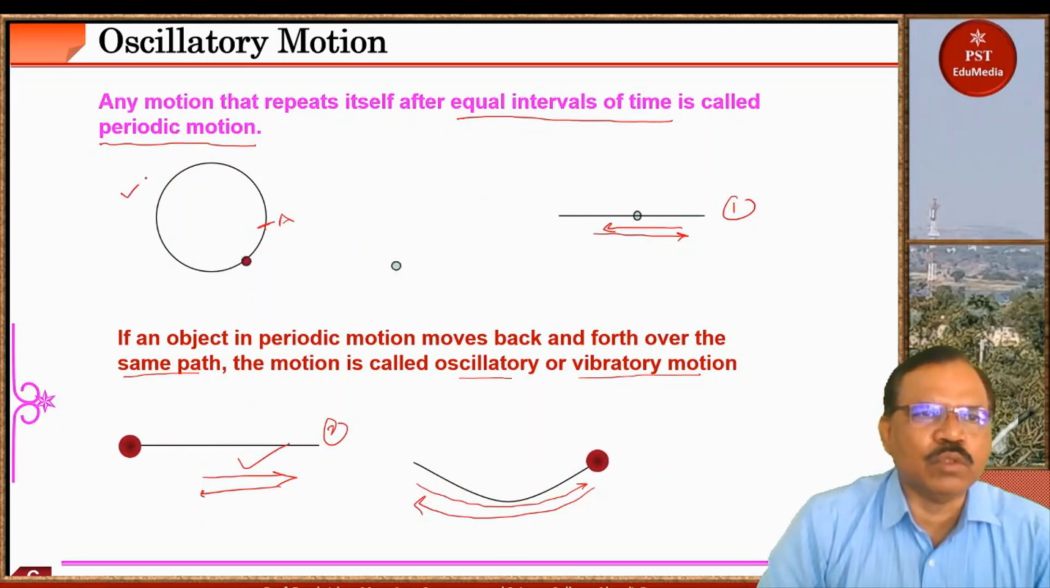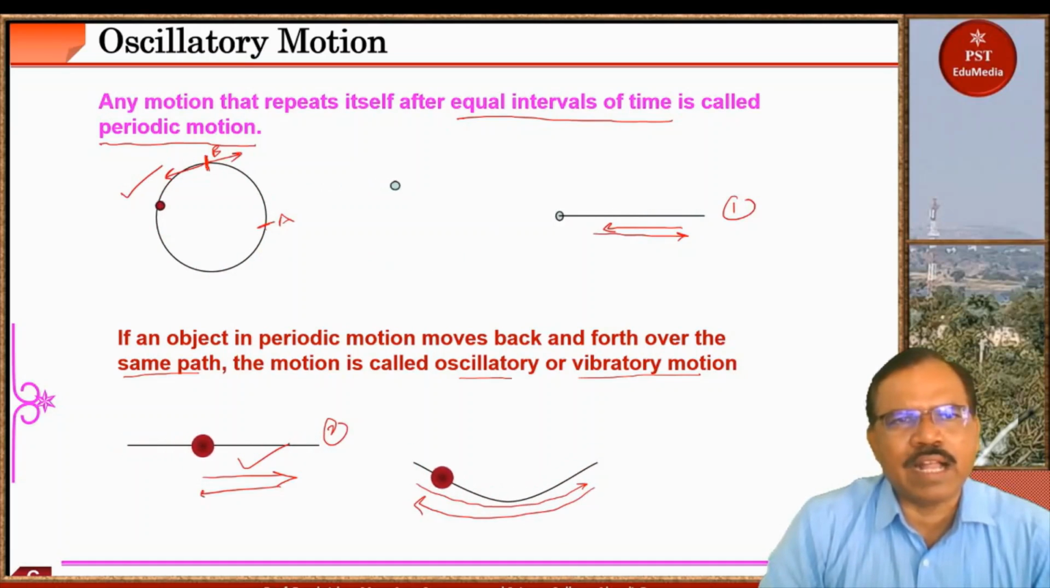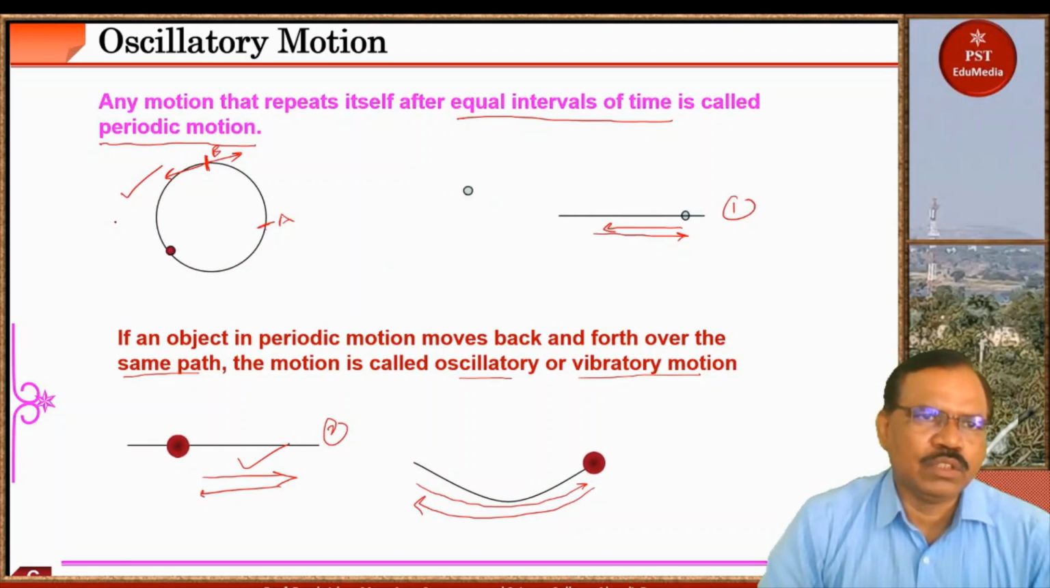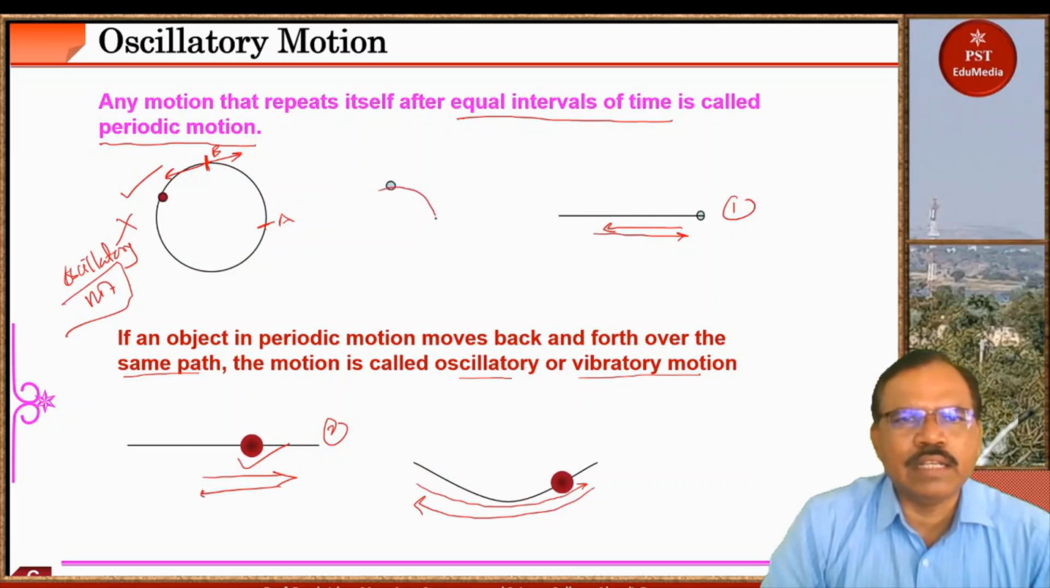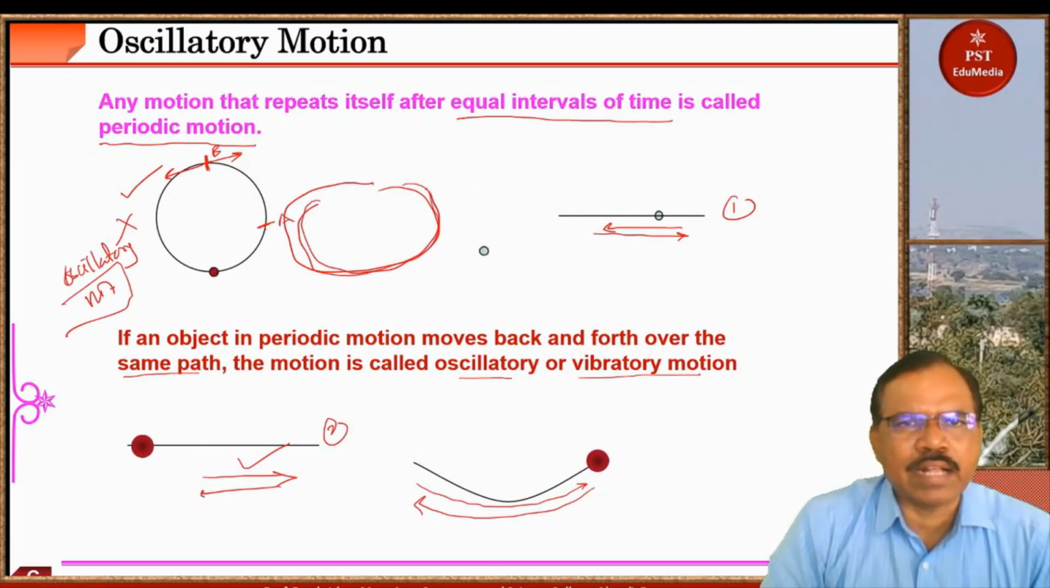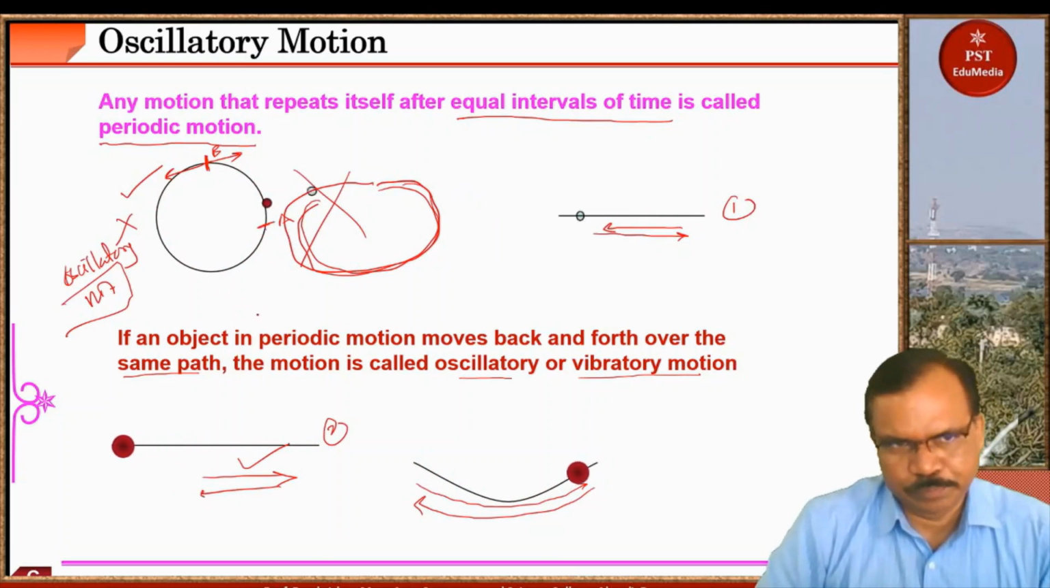But if we see this motion, what happens here? If we take any point, suppose here P, the particle goes in this direction. It never comes back along the backward direction. So this is not oscillatory motion. In this one also, the particle goes like this, always like this. It does not come back along the same path. So it is also not oscillatory motion.